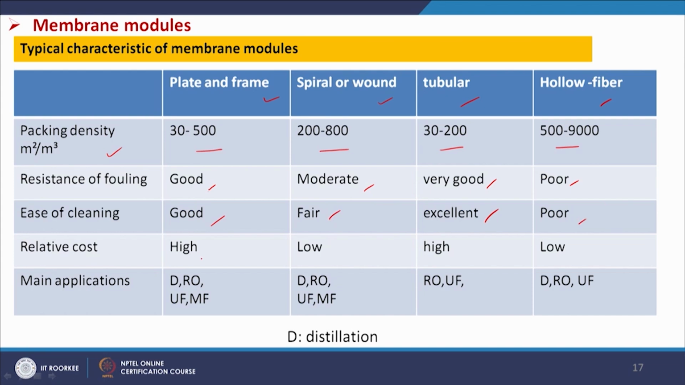Relative cost: very high for plate and frame, low for spiral wound, high for tubular, and low for hollow fiber. And main applications: distillation, reverse osmosis, ultrafiltration, and microfiltration for plate and frame; for spiral wound, distillation, RO, UF, MF; for tubular, RO, UF, and D; and RO, UF for hollow fiber membrane modules.